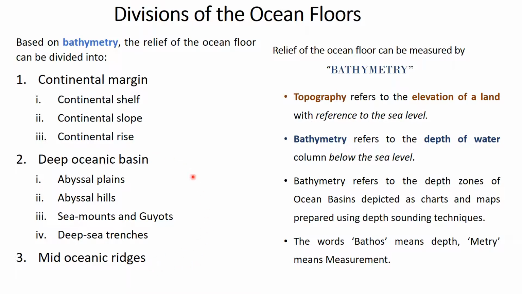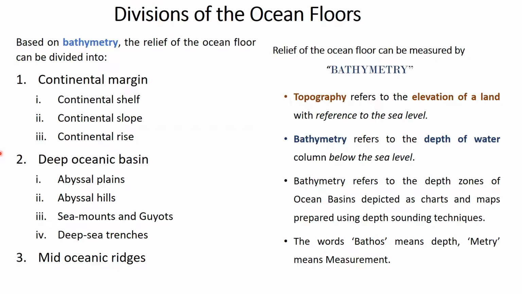These two fall under the same category. Okay, alright, but here we are just giving it into three parts. You'll understand why. So deep oceanic basin includes abyssal plains, abyssal hills, seamounts and guyots, deep sea trenches. These are all the relief features which are found under the ocean floor, and the mid-oceanic ridges also. Now, we base this division on the basis of bathymetry.